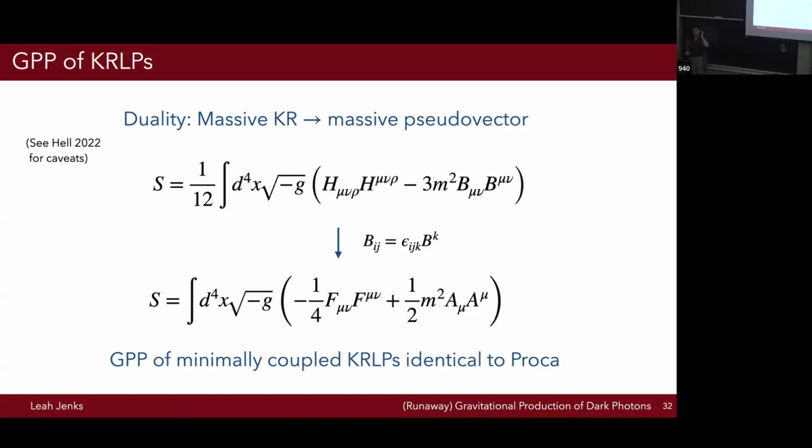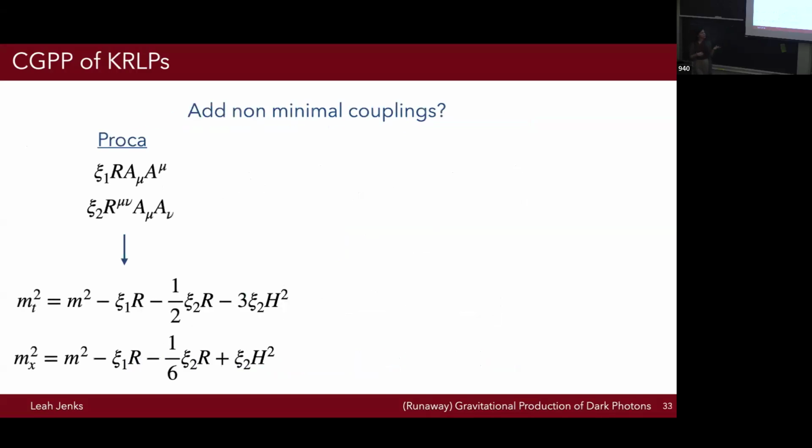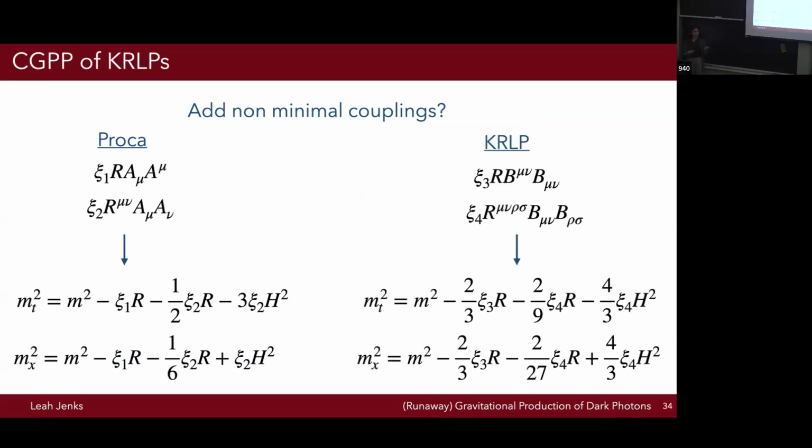From this, at this level, you can see that the GPP, if you were interested in the GPP of these Kalb-Ramond objects, is identical to the Proca case that I just discussed. You can see this because this is basically a squared interaction, so the fact that this is a pseudo-vector and not a vector doesn't matter. It's indistinguishable from a dark photon. But what if we turn on non-minimal couplings? Recall that for the Proca field, the two non-minimal couplings that you can write down are to the Ricci scalar and the Ricci tensor, which give you these effective masses. For this Kalb-Ramond, you can do a similar analysis and write down a coupling, which I'll call C3 and C4, to, again, the Ricci scalar and to the Riemann tensor, which end up looking like this on FRW.